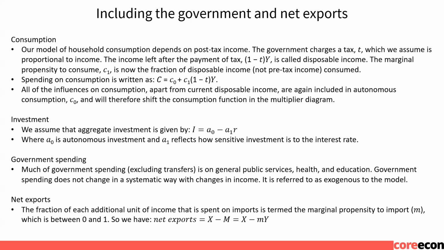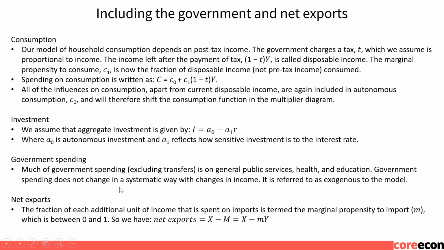The government spending, much of the government spending is on general public services like health and education. This is well proven in pretty much any government out there. And the government spending does not change in a systematic way with changes in income, right? So most of these services on health and education, they are not necessarily becoming more available and better with higher income or cut down with lower income. A basic level needs to be provided to people under all circumstances. So we will say it's going to be an exogenous constant in the model.